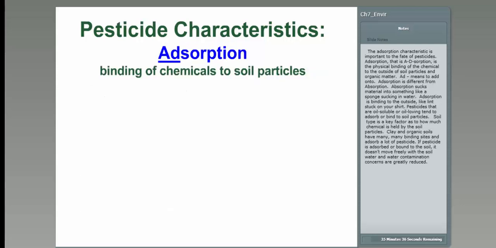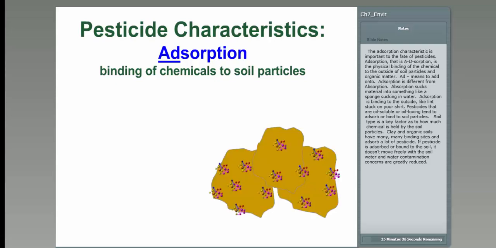The adsorption characteristic is important to the fate of pesticides. Adsorption is a physical binding of the chemical to the outside of soil particles and organic matter. Add means to add onto. Adsorption is different from absorption. Absorption sucks material into something like a sponge sucking in water. Adsorption is binding to the outside, like lint stuck on your shirt.